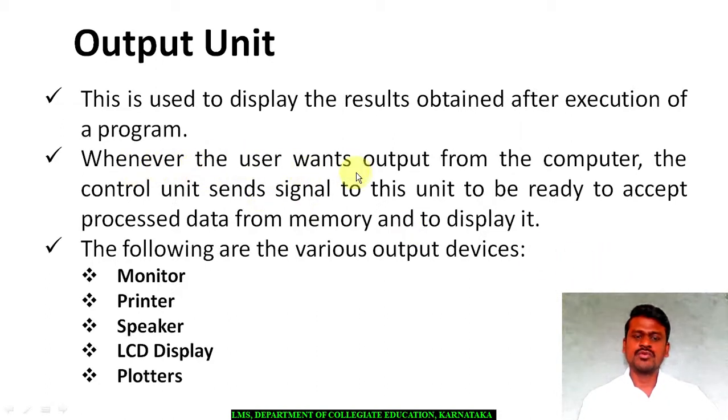That means whenever the user wants output from the computer, the control unit sends the signal to this unit to be ready to accept the processed data from the memory to display it, right? And these are some of the examples: monitor, printer, speaker, LCD display and plotters. We will see these examples in depth in the next sessions.